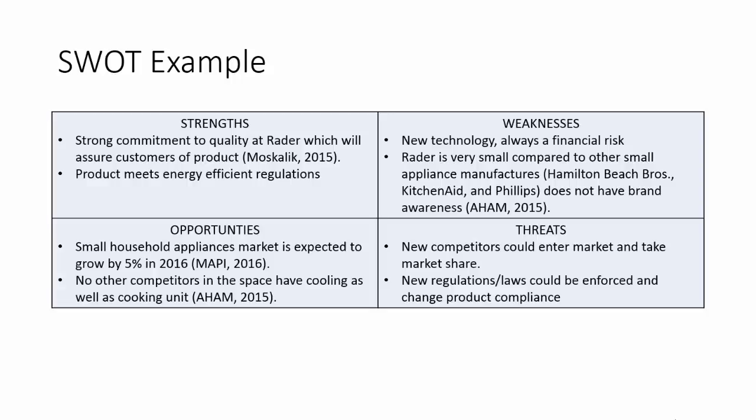An opportunity for my Wait and Eat is the small household appliance market is expected to grow by 5%. And there are no other competitors in this space that have cooling as well as cooking units. You'll notice that I don't talk about what I'm going to do for these opportunities. I'm just listing them. And same thing with threats. New competitors could enter the market and take market share, and new regulations, laws could be enforced that change product compliance.